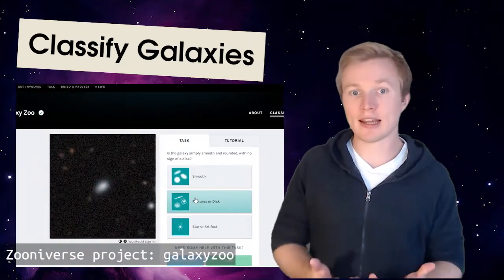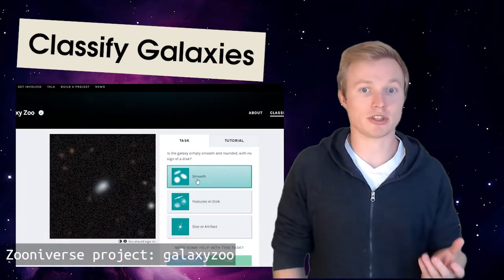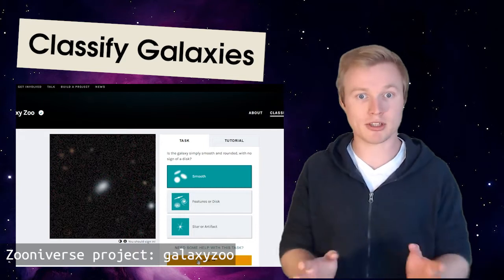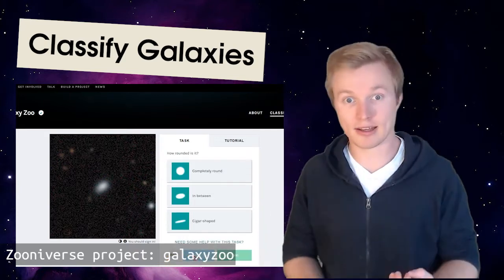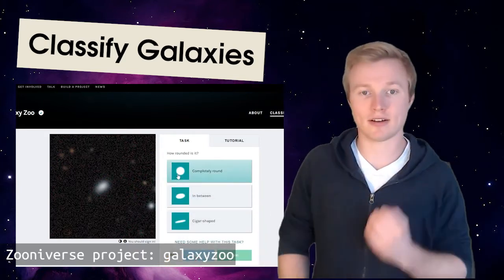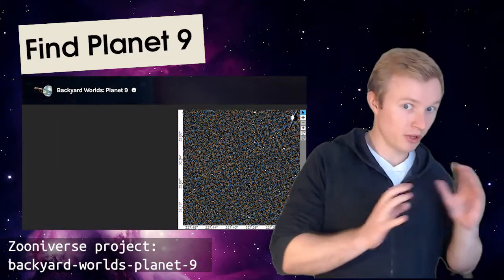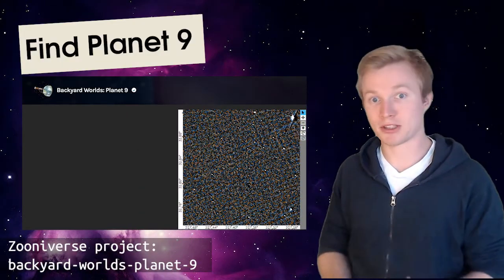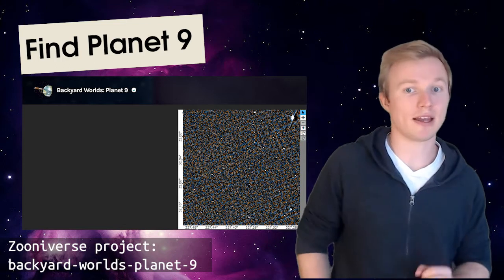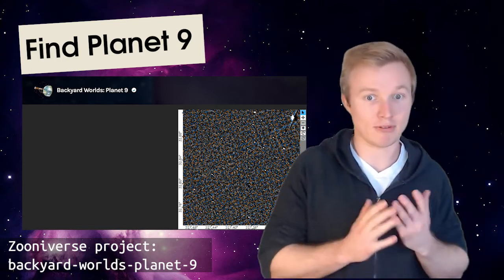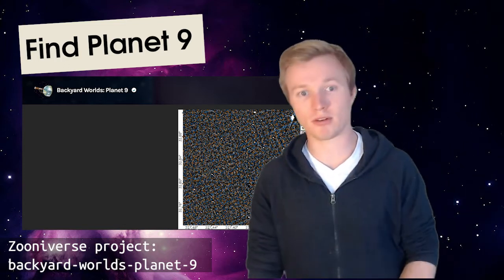You can classify galaxies. It's a relatively famous project, Galaxy Zoo, where you just get images of galaxies. You say first, are these galaxies? And then what types of galaxies are these? You can also look at astronomical images and try to find the elusive Planet 9. I mean, if you're very, very lucky, you might be the person to discover Planet 9.